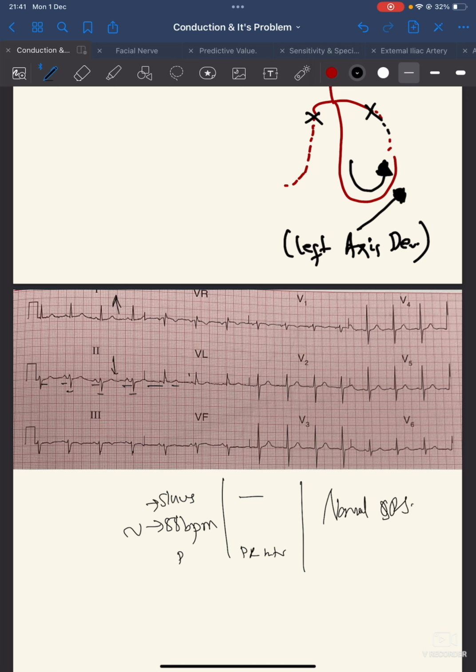And you can see this is pointed upward, this is pointed downward. Upward and downward, that means left axis deviation, because they are going downward. Before they were progressing upward, but they are now going downward. This is left axis deviation. This is only a mnemonic to understand: upward, downward, this is left axis deviation.